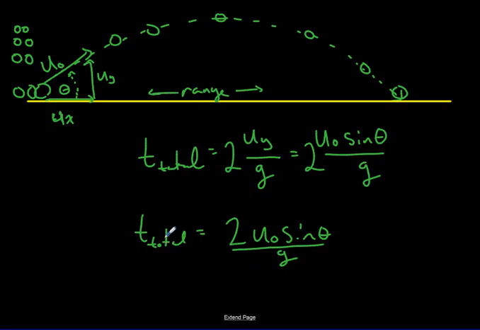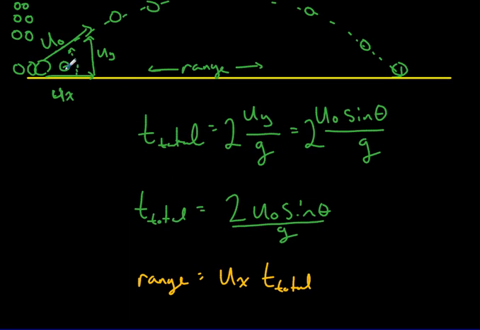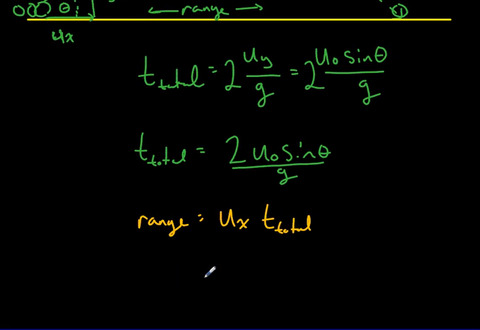we simply have to take the total time and multiply it by ux. So range is going to be equal to u in the x direction times the total time that we had from here. How do we get ux? Well, it's the adjacent angle to theta. So we just do this: range equals u naught cos theta times t total.